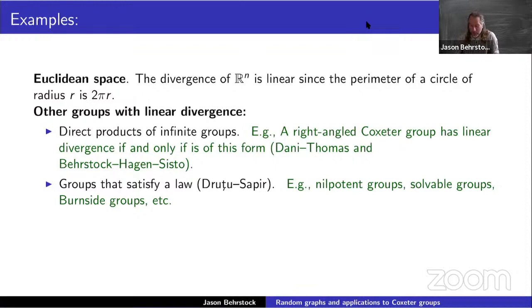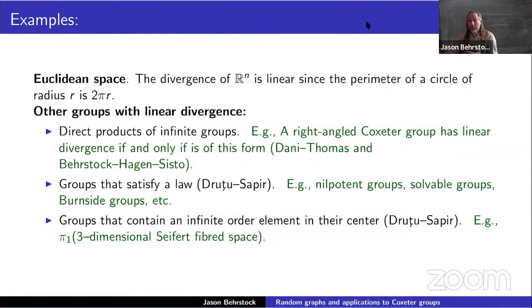And one other family that's not direct products, but has linear divergence, is if you look at groups that have an infinite order element in their center. So it doesn't have to be a direct product, but if you have an infinite order element in their center, then those things also have linear divergence. Okay, so these are some examples with linear divergence. There's other ones as well.